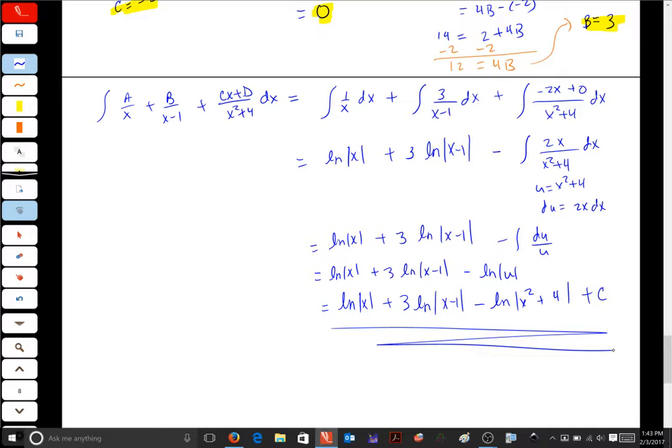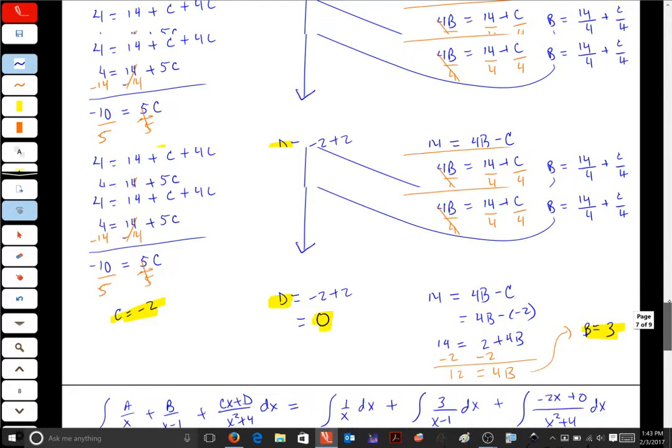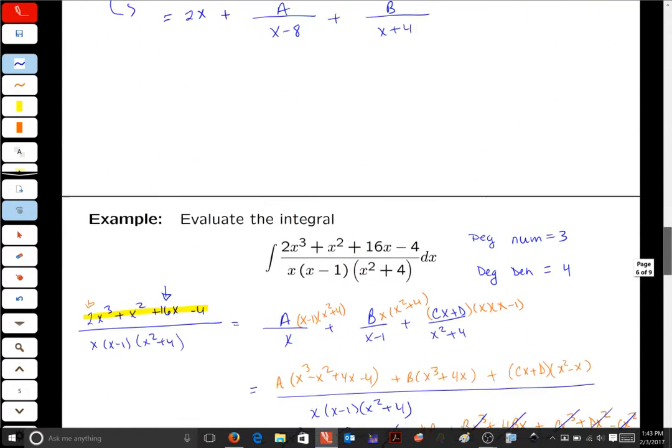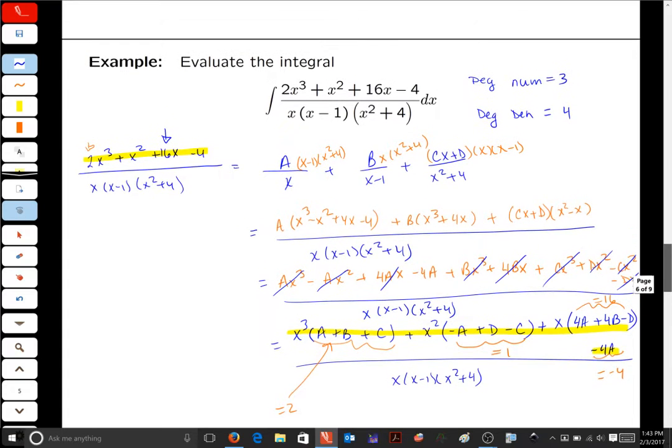That was our original form. I just plugged it into the original form. Too far. There's our original form, right there. And that's where that came from.